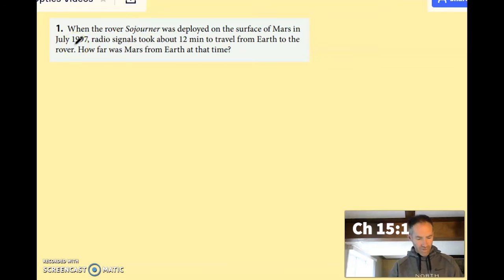Number one says when the rover Sojourner was deployed to the surface of Mars in July of 1997, radio signals took about 12 minutes to travel from the Earth to the rover. How far from Mars was Earth at that time?